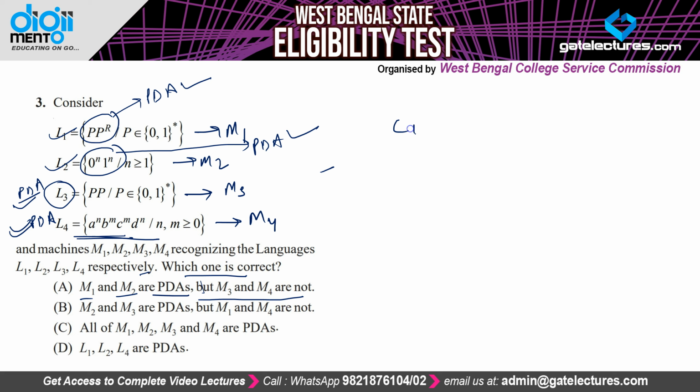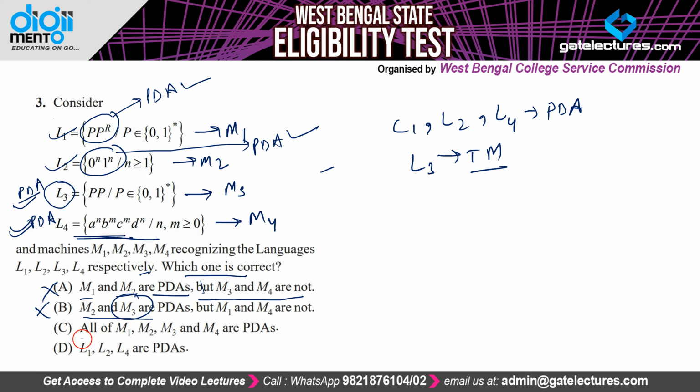So for L1, L2 and L4 pushdown automata exist, and for the language L3 a Turing machine exists. For language L3 we do not have a pushdown automaton. We cannot create a pushdown automaton for the language L3. Option B is saying M2 and M3 are pushdown automata, but we can clearly see that we cannot make a pushdown automaton for M3. So options A and B are wrong.